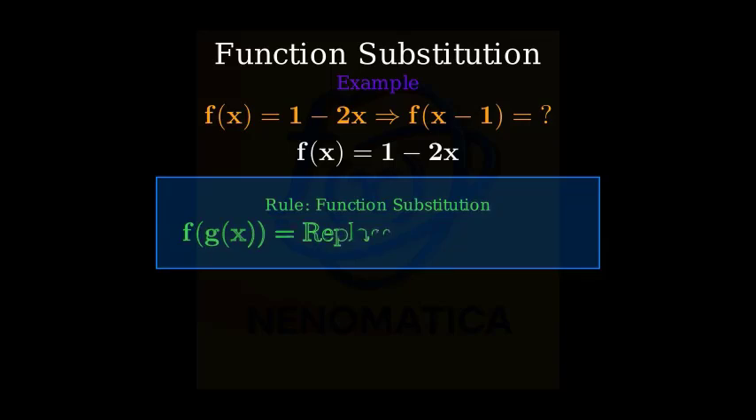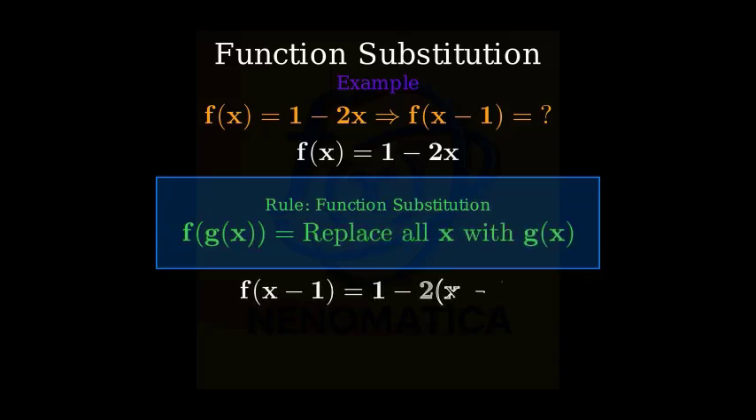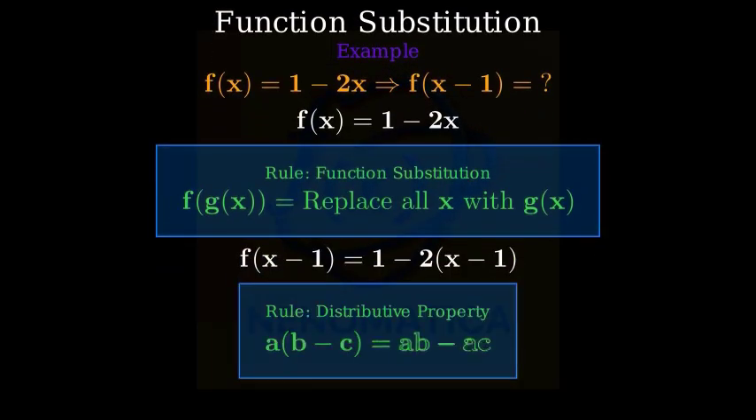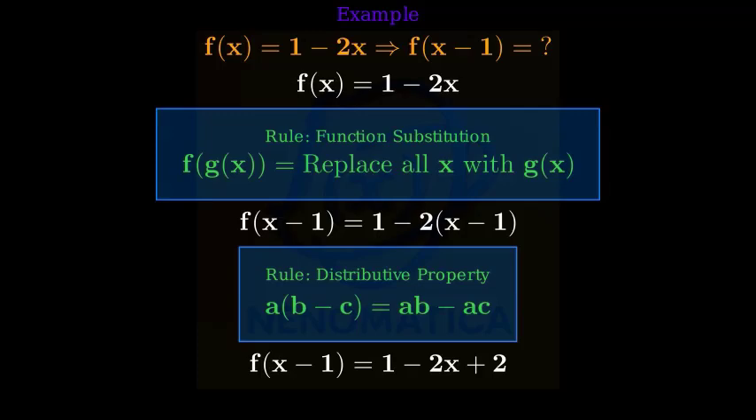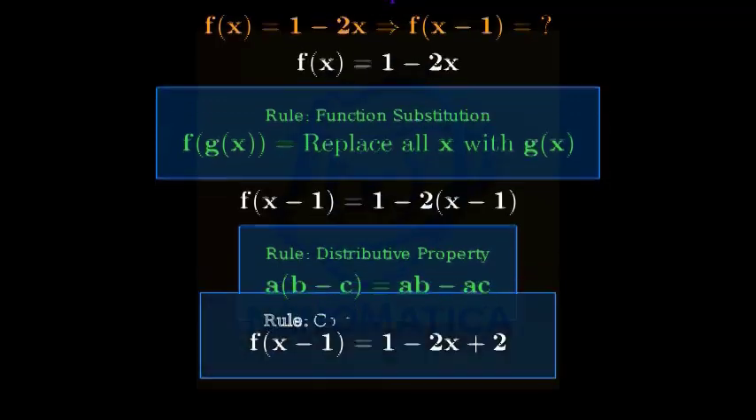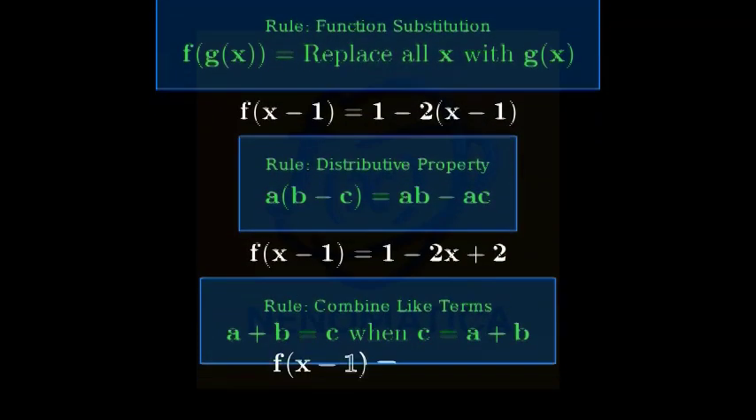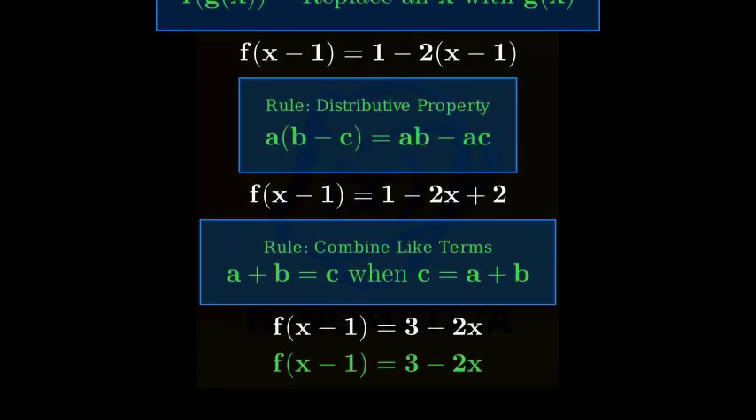Let's substitute x minus 1 for x in the original function. Now, let's use the distributive property to expand this expression. We get 1 minus 2x plus 2. Finally, let's simplify the expression. 1 plus 2 gives us 3, so our final answer is 3 minus 2x.